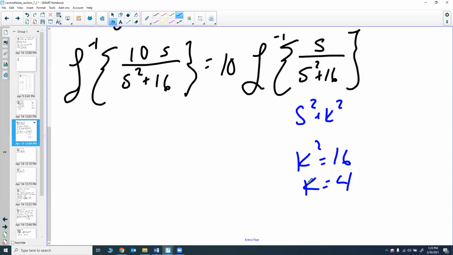We are going to use all positives here, mostly because the cosine of the positive and the negative would be the same. We don't need to worry about that when we're doing Laplace transforms. Now I know my k is 4, so this will transform as 10 times the cosine of kt. Since k is 4, we put in 4t. So this is 10 times the cosine of 4t.